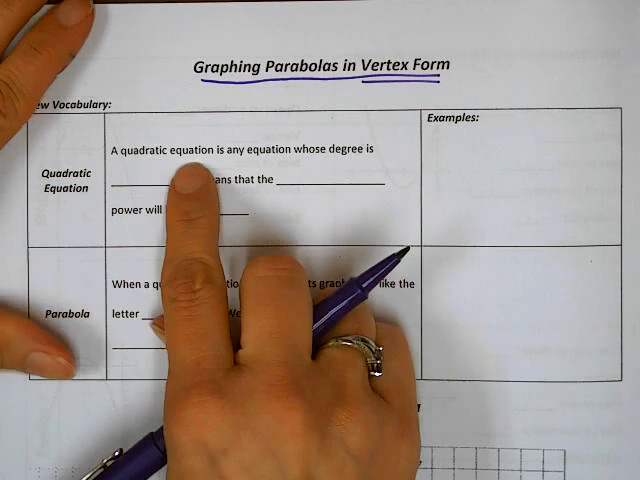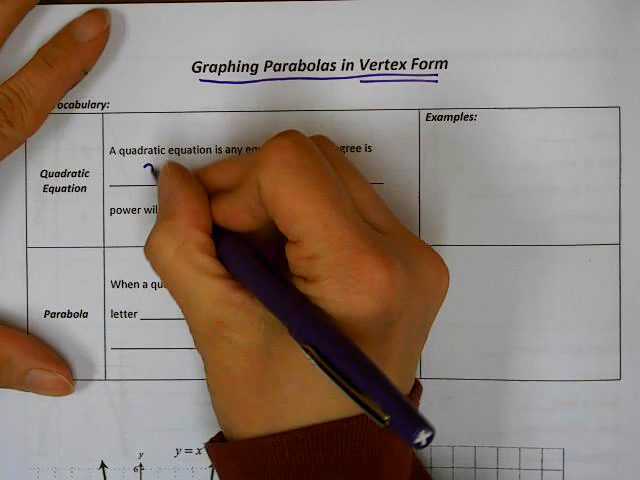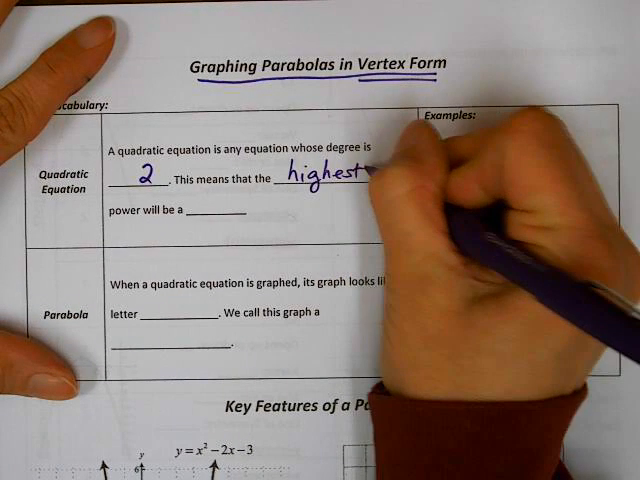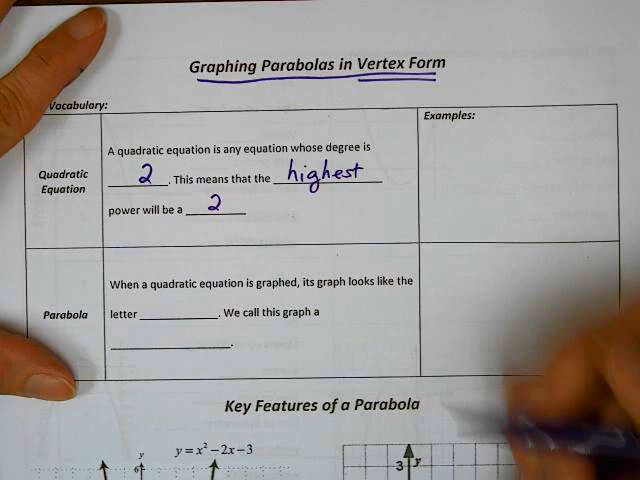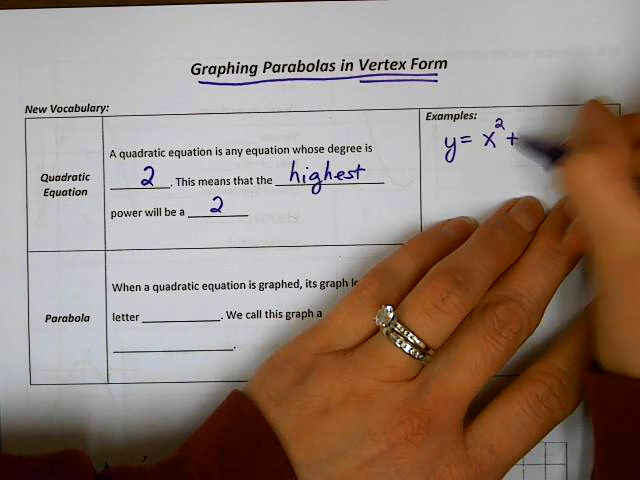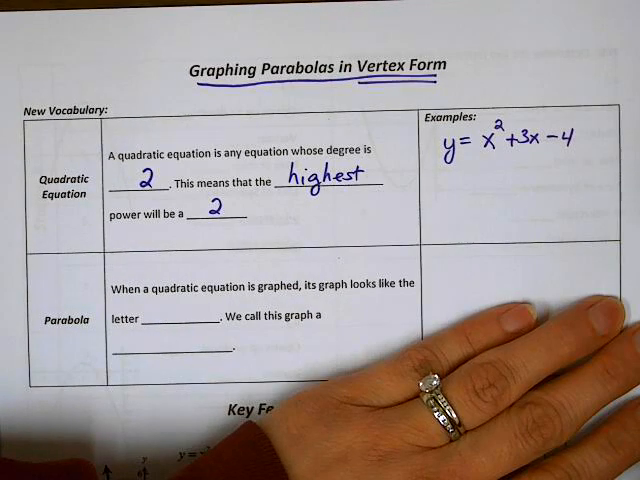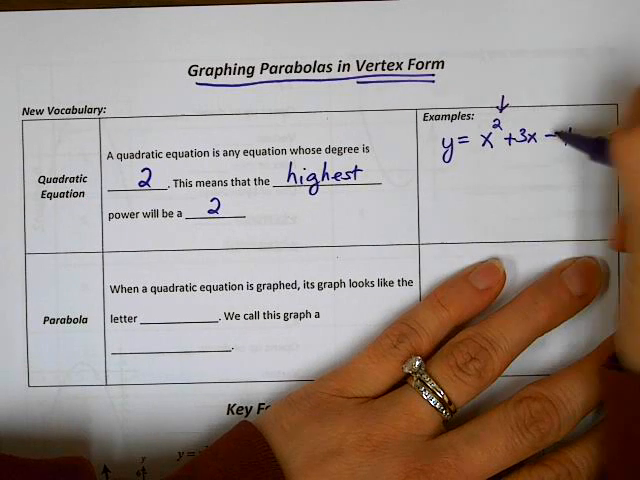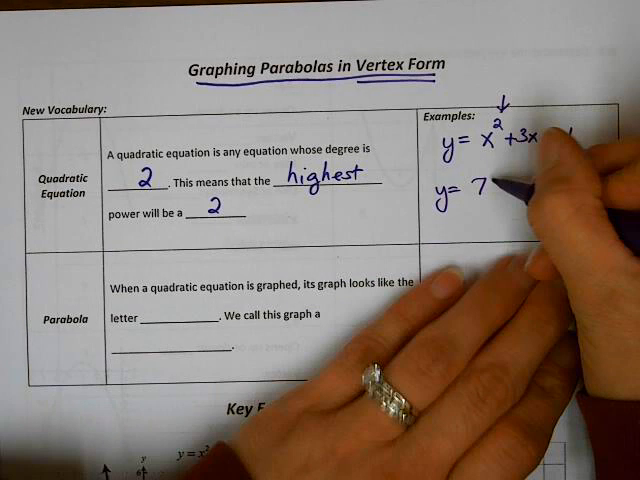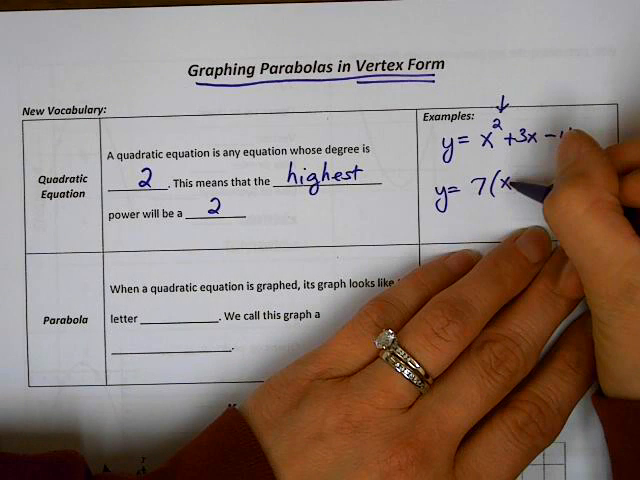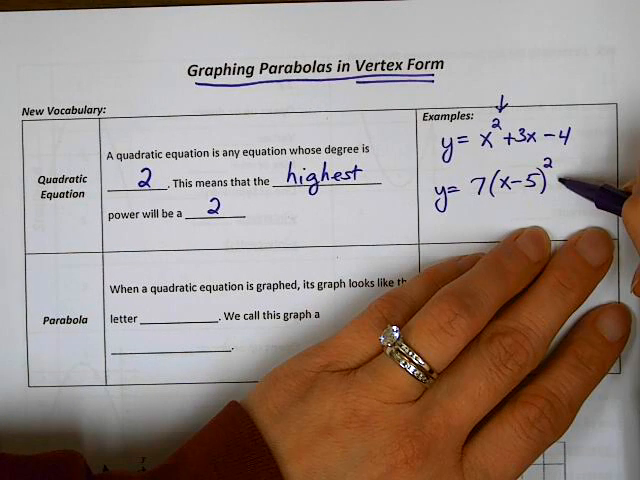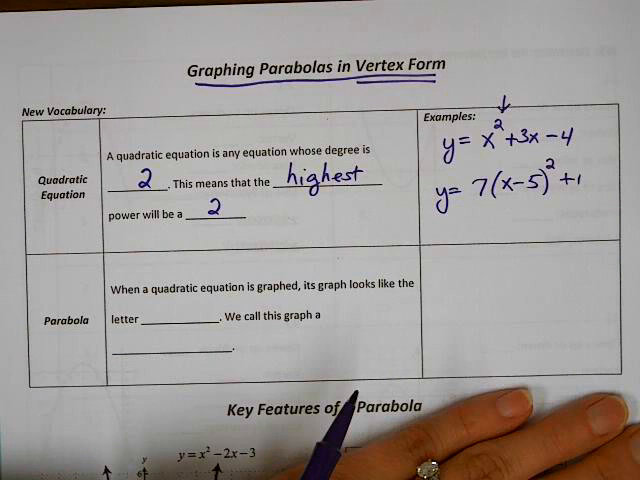A quadratic equation is any equation whose degree is 2. This means that the highest power will be a 2. For example, y equals x squared plus 3x minus 4. The highest power is a 2. This is a quadratic equation. Y equals 7 times (x minus 5) quantity squared plus 1 also has a highest power of 2.